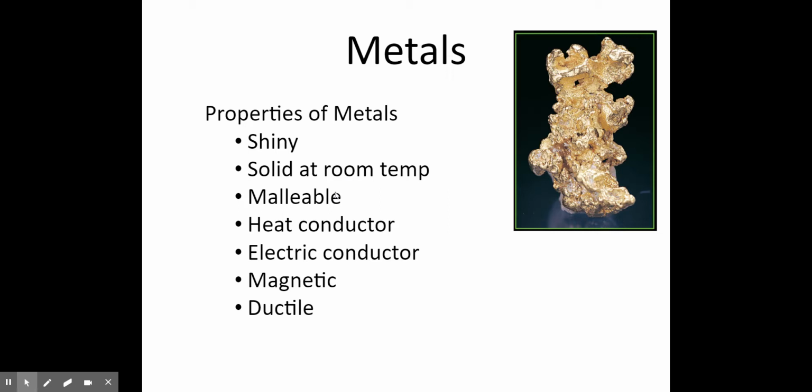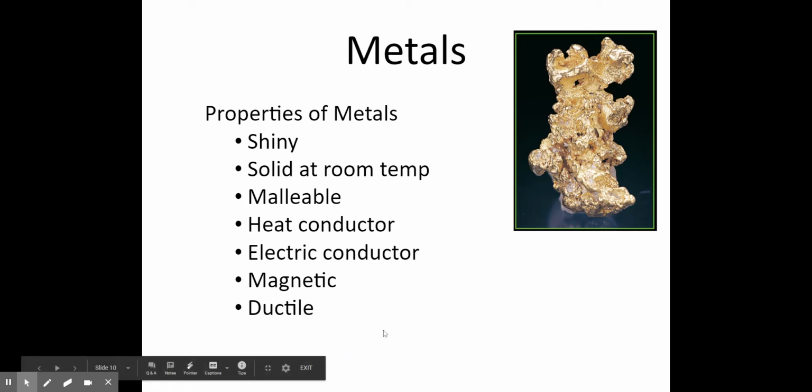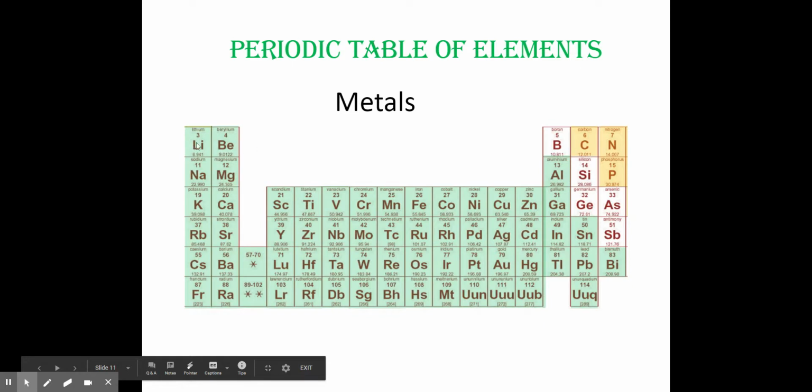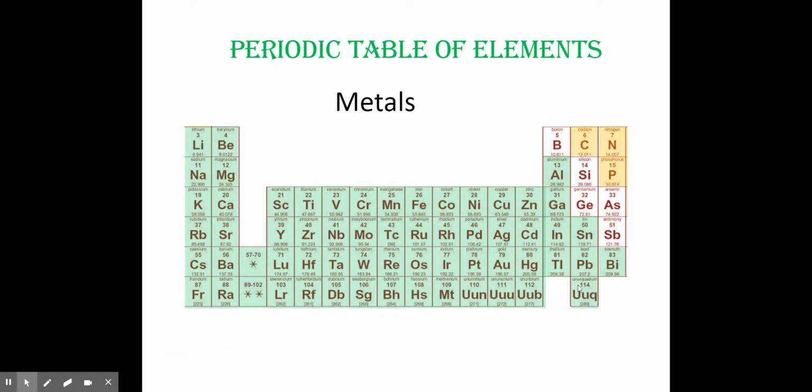There's several other things that we use as well. Malleable means that it can be hammered into thin sheets, and it can be manipulated to form jewelry and things like that. So those are all properties of metals. These are all the metals on the periodic table. As I said, all the green ones are metals.